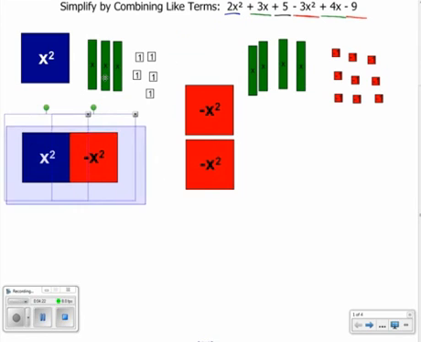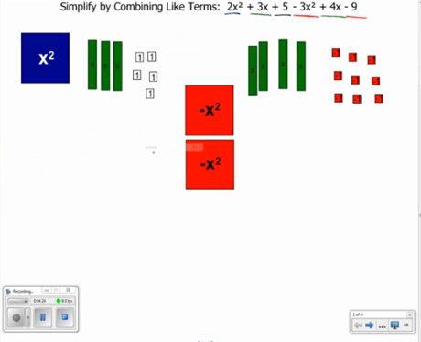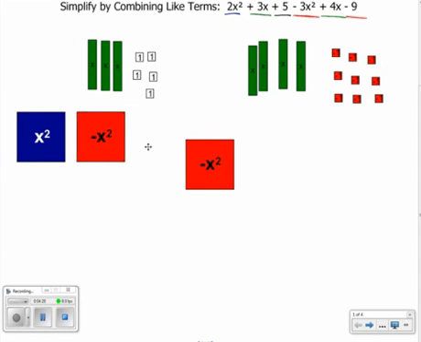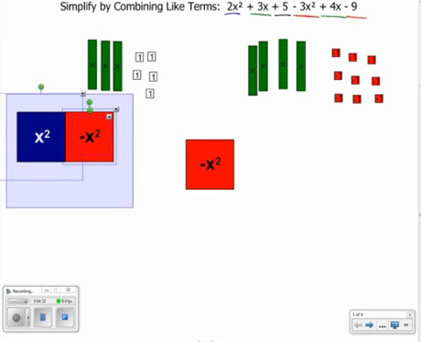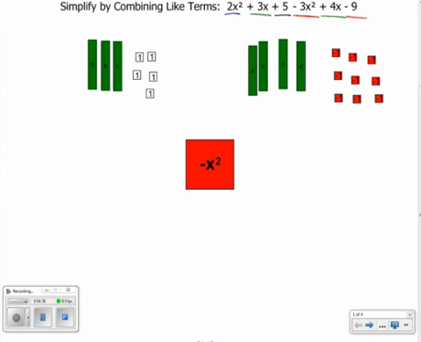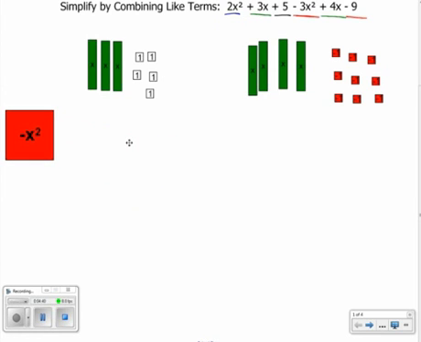So I'm going to go ahead and delete these because they have canceled. The same thing is going to happen with these two, this positive x squared and negative x squared. Those two make what we call a 0 pair, so those also are going to cancel one another out. So the only x squared tile I'm left with is this 1 negative x squared. Now I'm going to work with my x's.